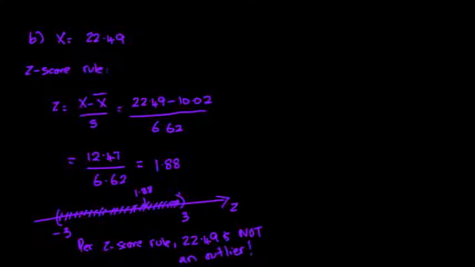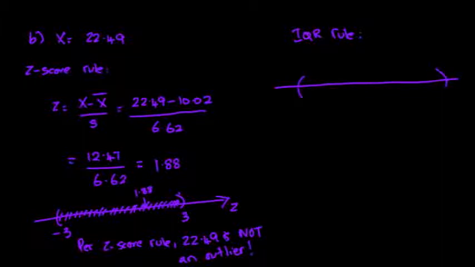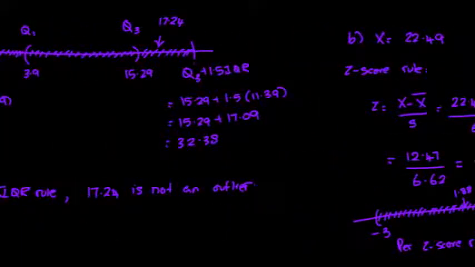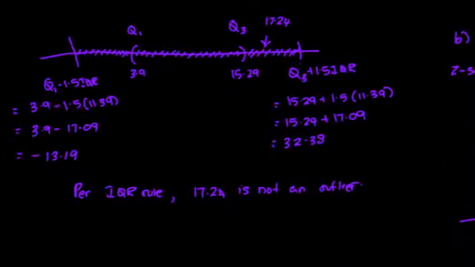Now, the second rule is the IQR rule. We actually don't have to repeat the work again. We have all the information needed for the IQR rule, because I know the endpoints: Q1 minus 1.5 times IQR on the left, and Q3 plus 1.5 IQR on the right, and we know these numbers are negative 13.19 and 32.38. We found these values in the previous slides when we did the previous problem.